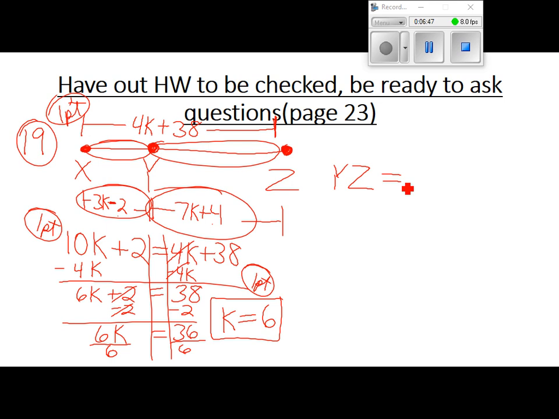Plug in what? 6. If I put in 6 right here, YZ is 7 times 6 plus 4. I'm not going to grade calculators this time. I will grade them next time. Make sure you've got a calculator come Thursday. What's 7 times 6? Plus 4? 46.